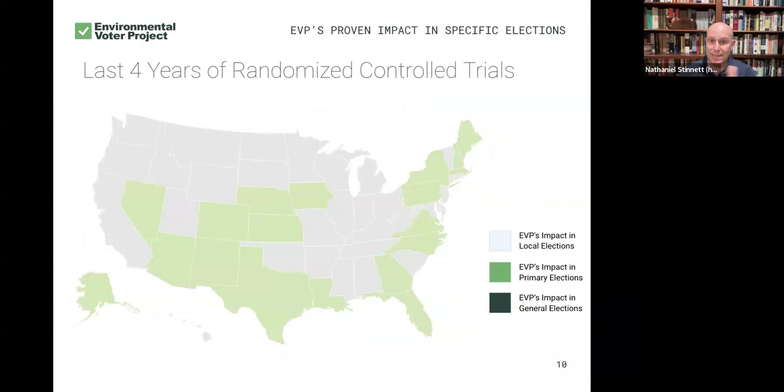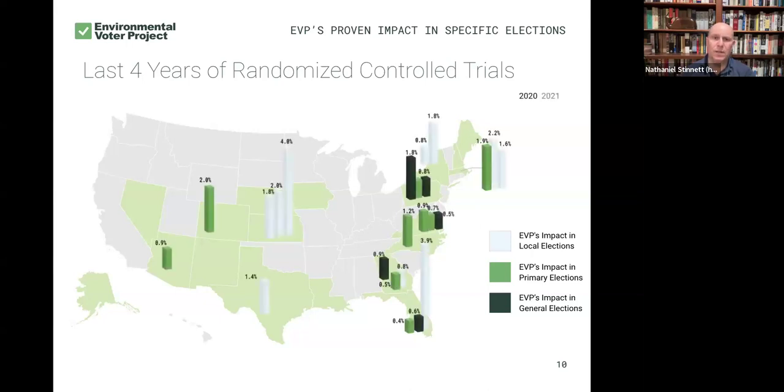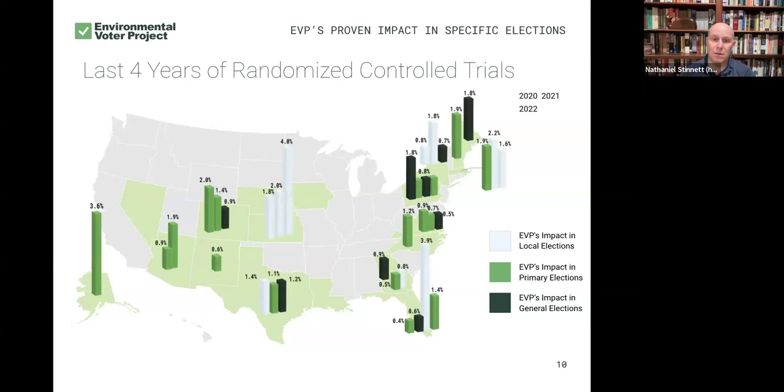And just in these 19 states, these are the 19 states that we work in, just over these last 4 years in 2020, 21, 22, and 23, we expanded into Nebraska last year in 2023. You'll see we've been able to show that the Environmental Voter Project was solely responsible for increasing turnout over our control group, as much as 1.8 percentage points in statewide general elections, as much as 3.6 percentage points in statewide primaries, and as much as 5.7 percentage points in local elections.